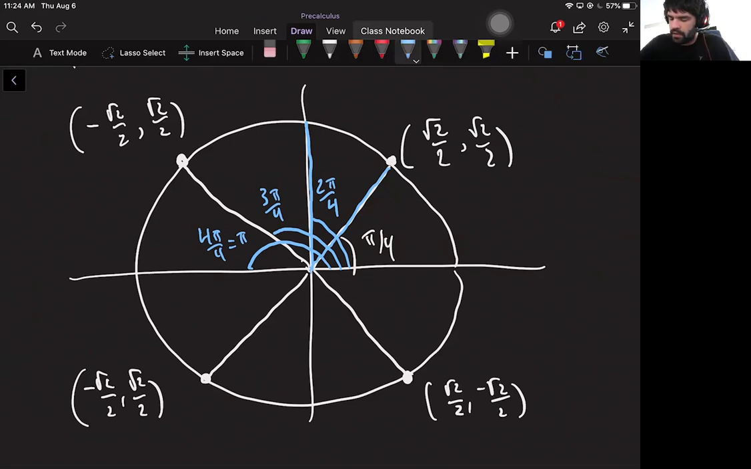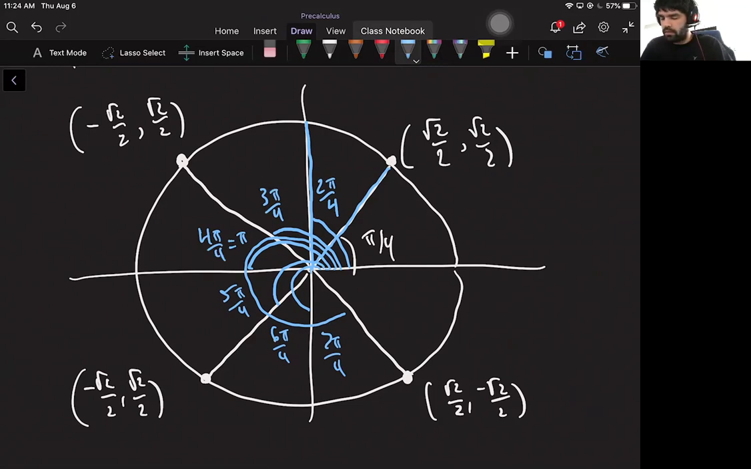So what's the next angle? What's this one? Well, it's 4 pi over 4 plus another, which is 5 pi over 4. And then another is here, 6 pi over 4. And then another, I'm running out of space here, that's going to be 7 pi over 4. And then the last one is 8 pi over 4, which takes you back to 0.